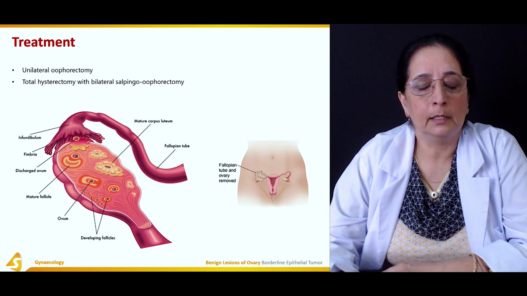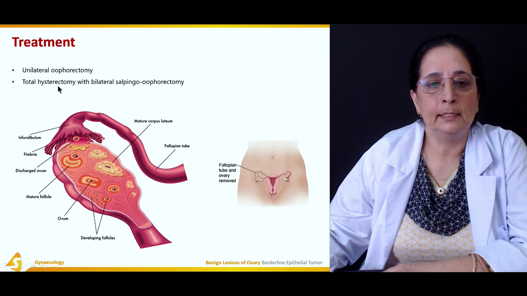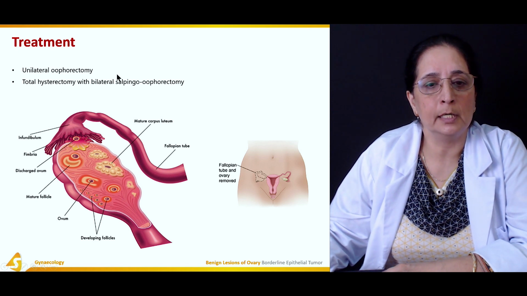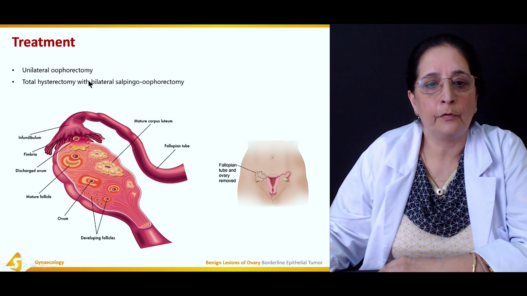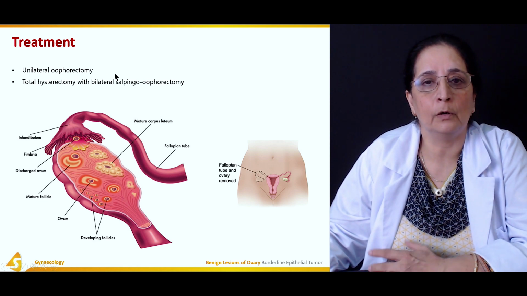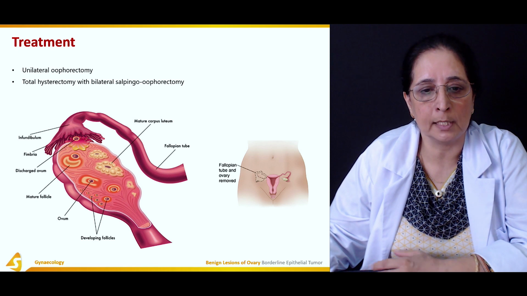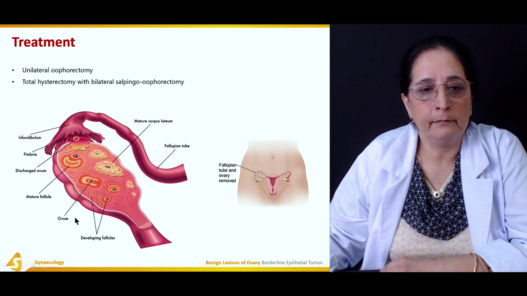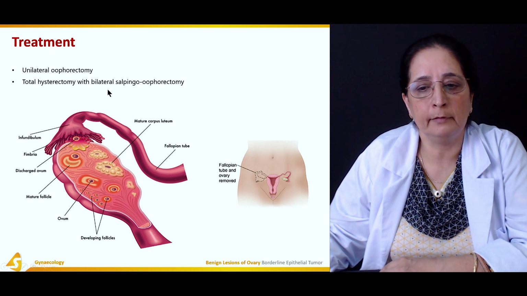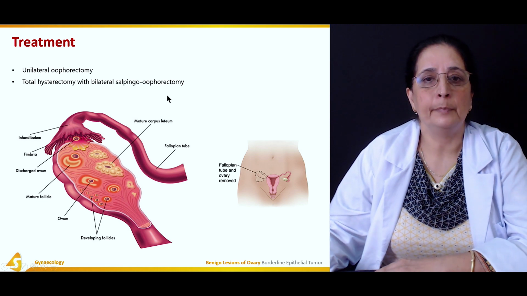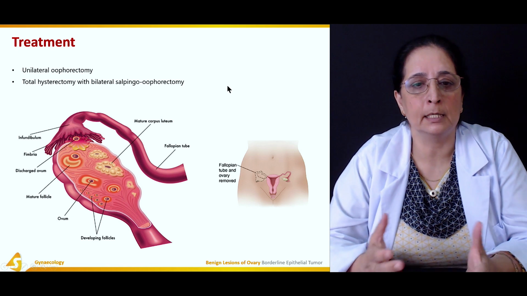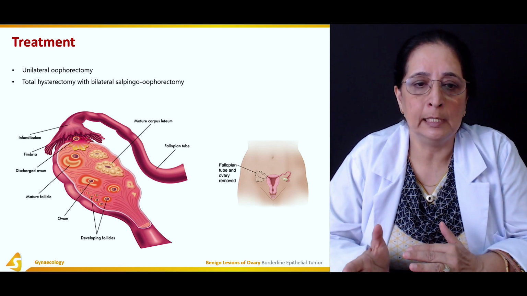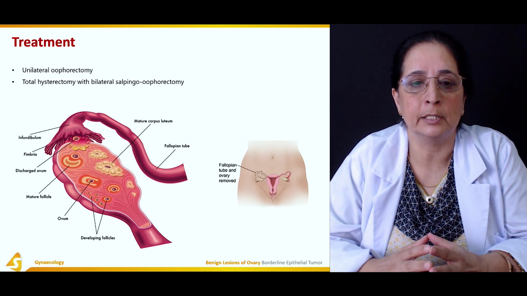Treatment of epithelial borderline tumor is usually unilateral oophorectomy. Oophorectomy is the removal of the ovary, on one side. Then we have total hysterectomy with bilateral salpingo-oophorectomy. So two treatment options: one is unilateral oophorectomy, or it can be total hysterectomy.